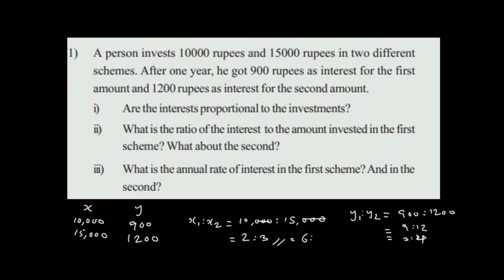by 3, it will be 6 is to 9. Second, here this 3 is to 4 can again be written, when multiplied by 2, as 6 is to 8. What do we see? If it is to be told that X and Y are in proportion, we must get these two ratios equal. As the first one is 6 is to 9 and the second one is 6 is to 8, they are different. We can tell, are the interests proportional to the investment? No. The interests are not proportional to the investments.